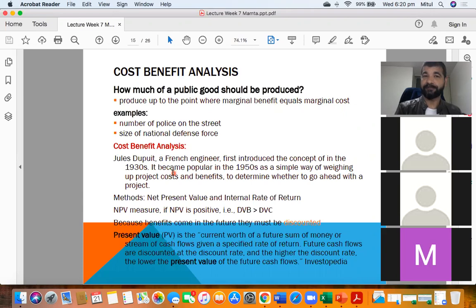That's a good question. So we do the cost-benefit analysis. This cost-benefit analysis was first introduced by a French engineer named Jules Dupuy. He first started this in the 1930s. So government will see, let's say someone living in the middle of the desert, the middle of Alice Springs, someone is living in there, and he's asking for an internet connection or a highway.